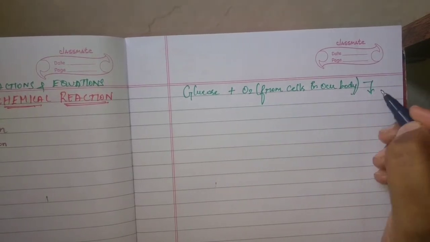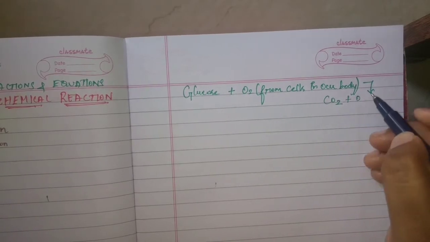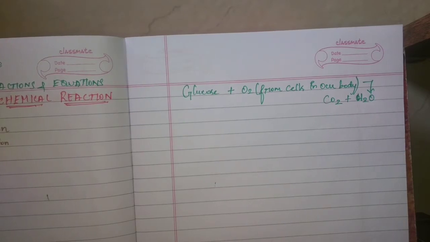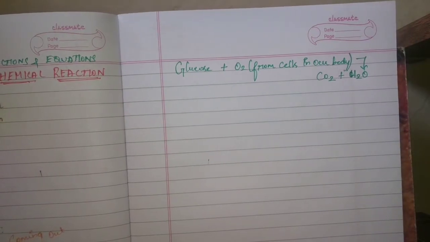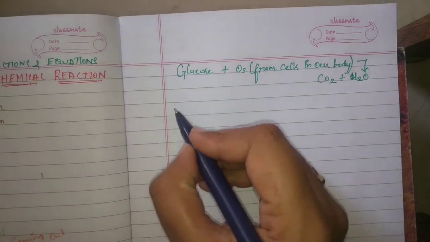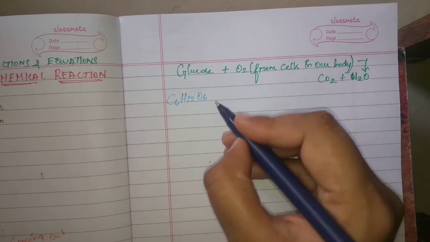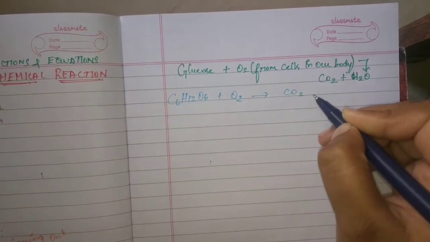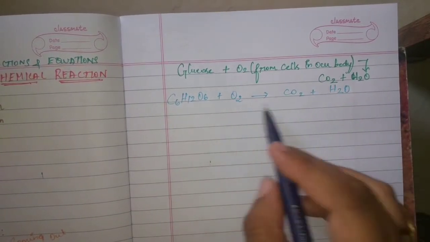It decomposes into carbon dioxide and water. So this respiration reaction, this carbon dioxide is coming out from our body, students. This is respiration reaction. So here in the form of equation you should write, students. So here glucose formula is C6H12O6. Reacts with oxygen, it forms CO2 plus H2O. So here you have to balance it.